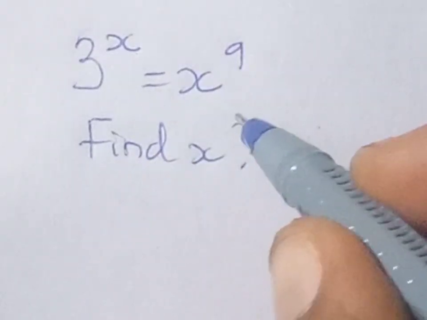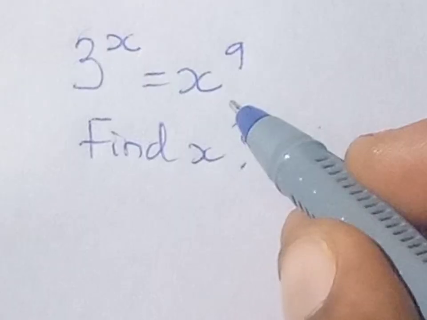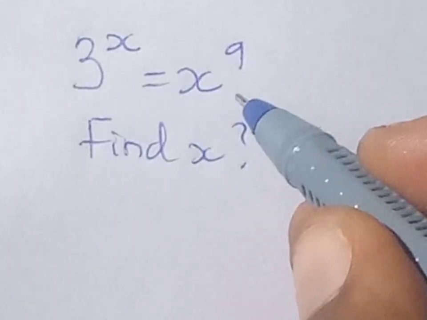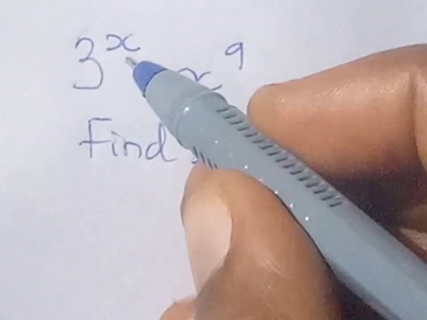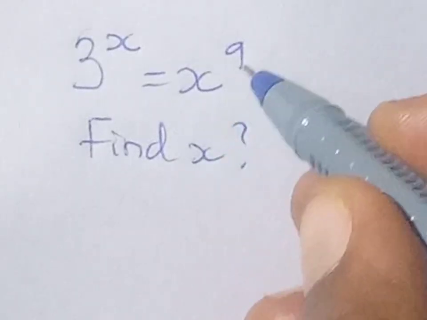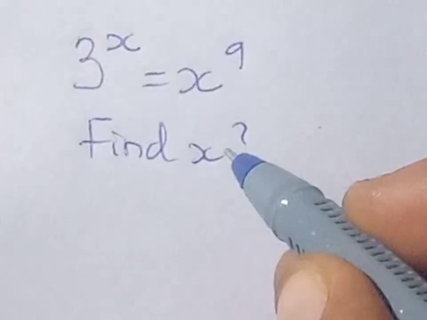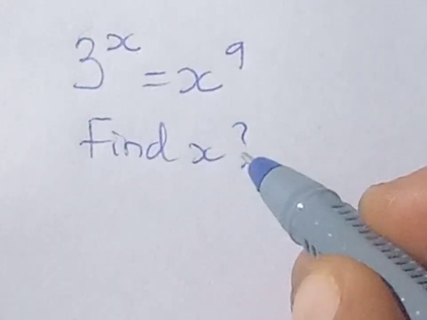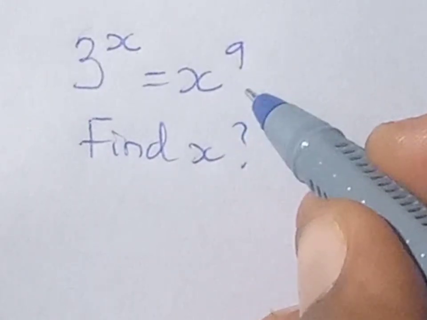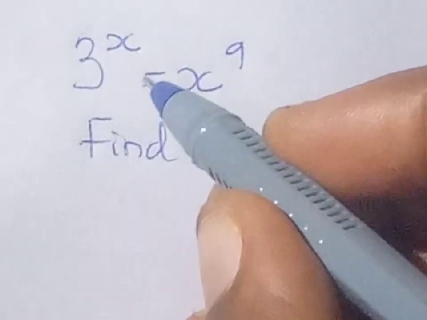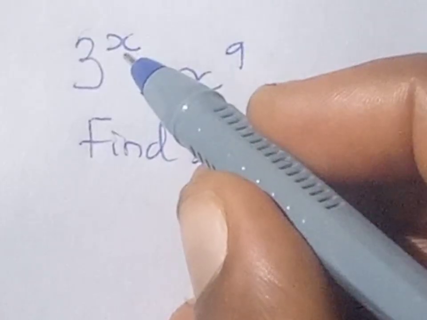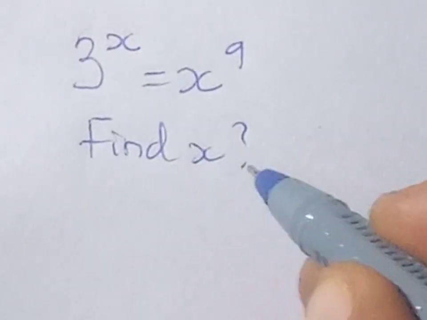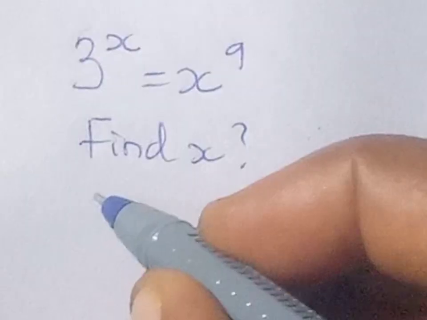Hello everyone. Here is a Math Olympiad challenge which is both elegant and surprising. The question says 3 raised to the power of x equals x raised to the power of 9, and our task is to find the value of x. At first glance, this question looks impossible because the variable appears both as an exponent and also as the base of a power. Now let's solve this together step by step.